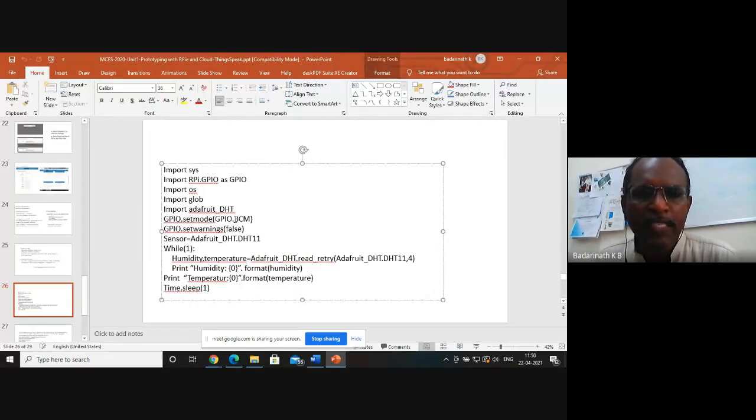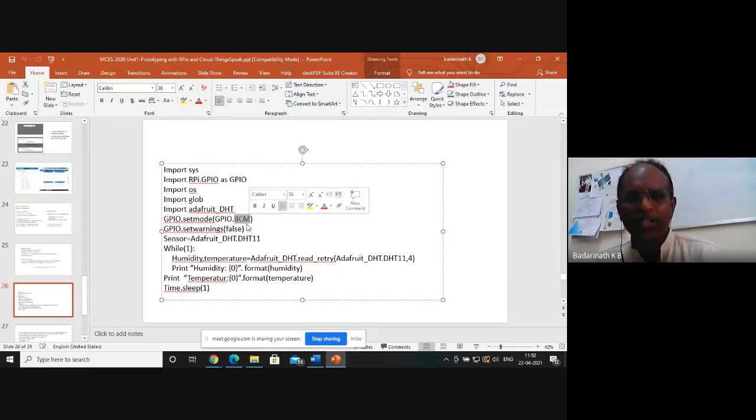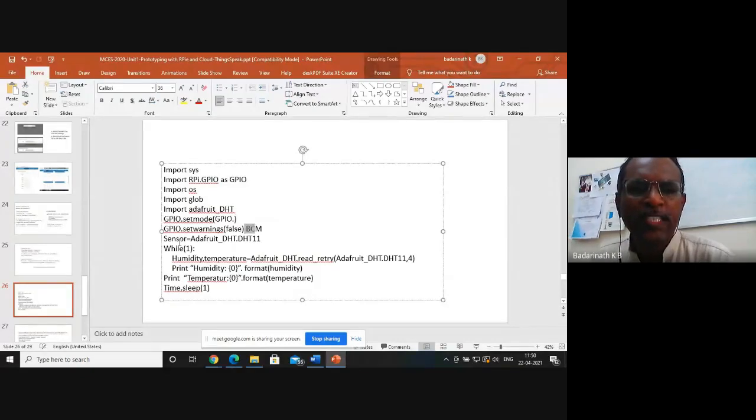I've used BCM. In the earlier program in the last class, I used the board numbering. Today I'm using BCM, that is system on chip numbering. The number I've used to read the data is 4. First, create an object of Adafruit DHT11. Adafruit DHT supports both DHT11 and DHT22. If you require more accuracy, go for DHT22. The 22 provides more range and also more accuracy for both humidity and temperature.